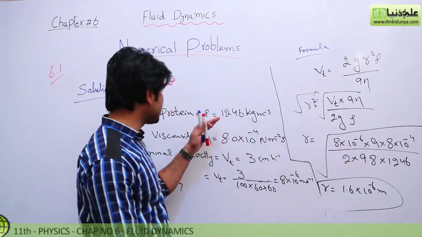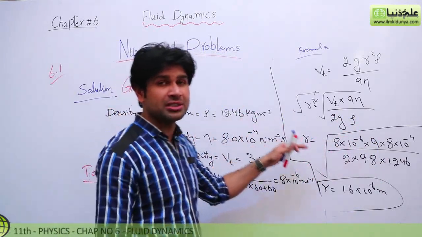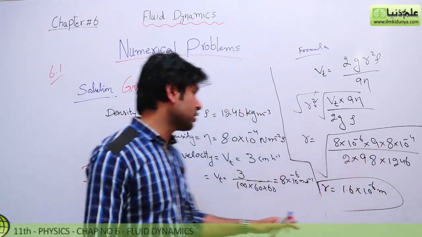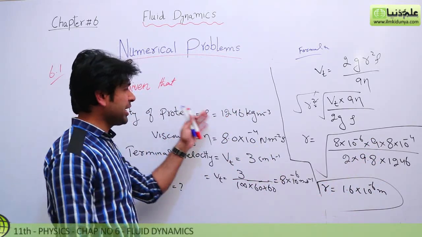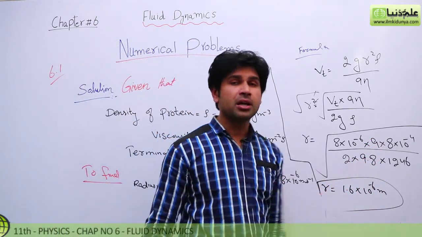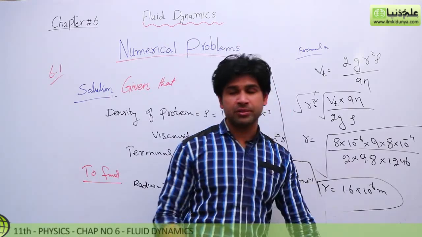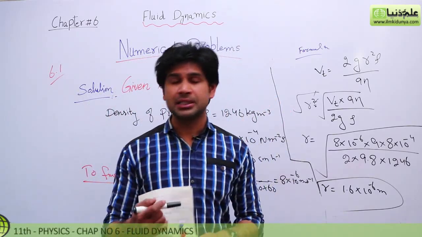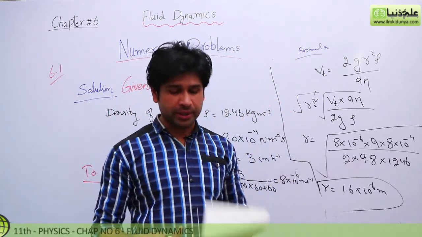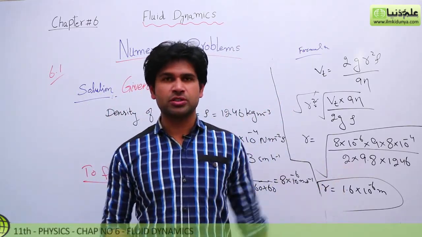If you take the density as 1.246, then your answer is 5 into 10 raised to the minus 5 meter, and if you take 1246, then your answer will be 1.6 into 10 raised to the minus 6 meter, which is mentioned in your book. In the old books it should be 5 into 10 raised to the minus 5 meter. So this is the solution of this numerical.